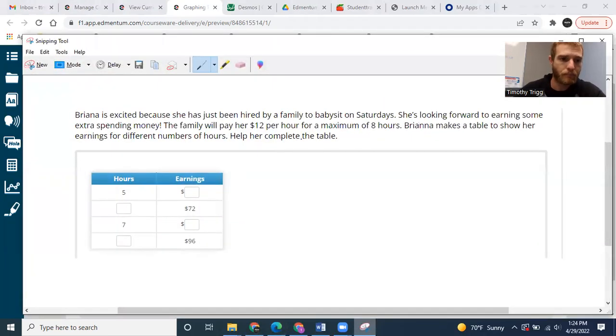It says, Brianna is excited because she has just been hired by a family to babysit on Saturdays. She's looking forward to earning some extra spending money. The family will pay her $12 per hour for a maximum of 8 hours. Brianna makes a table to show her earnings for 4 different numbers of hours. Help her complete the table.